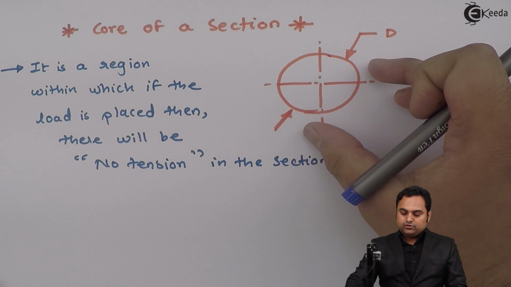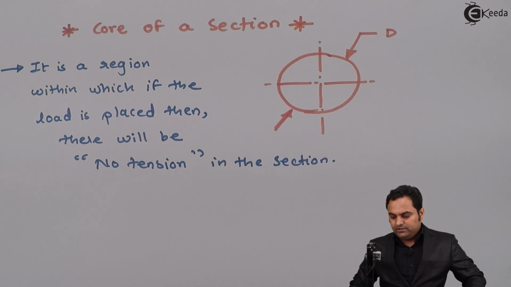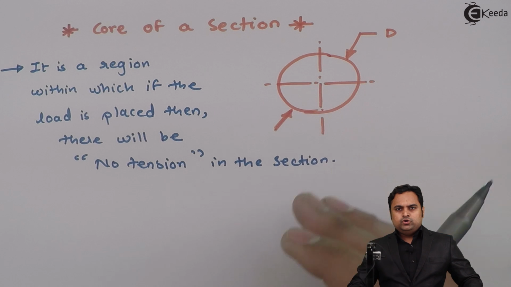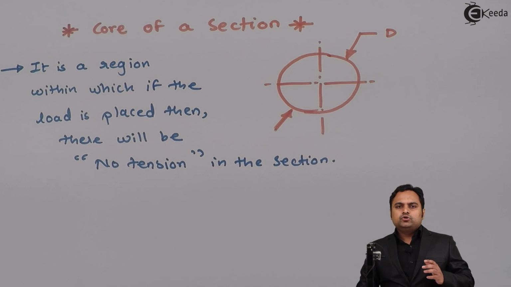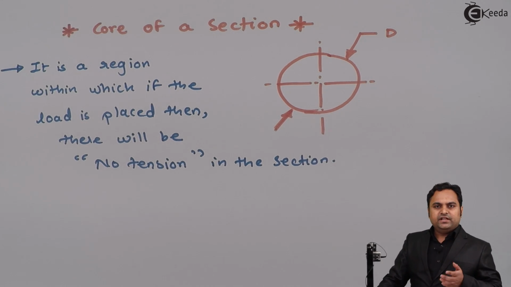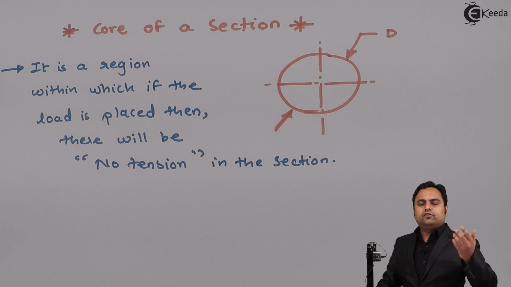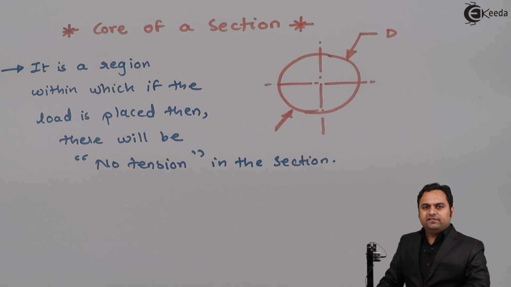And suppose this cross section which we are seeing of a circle, this is a column. So we need to find out where the load is to be placed on the column so that there is no tension in that column. Because if the tension is there, then the column will be removed from its foundation because of tensile stress.